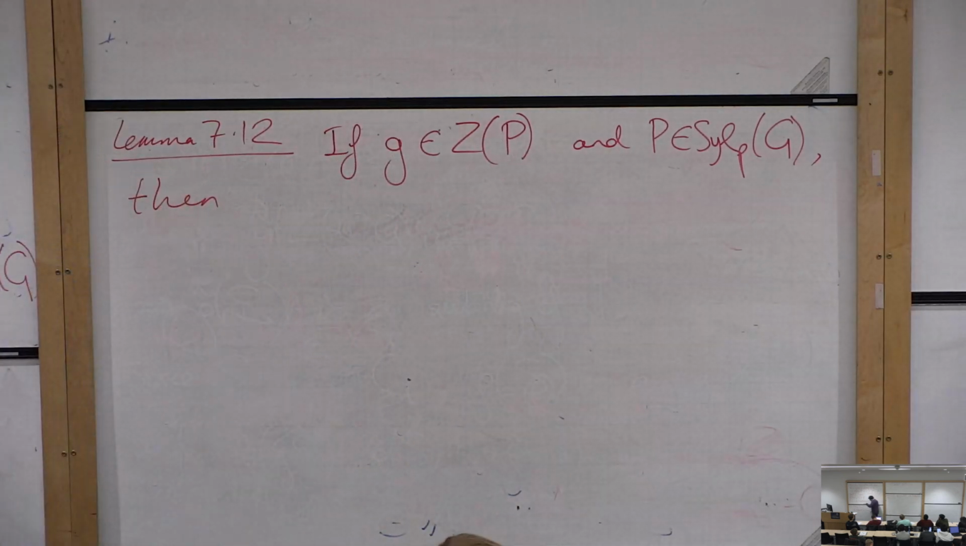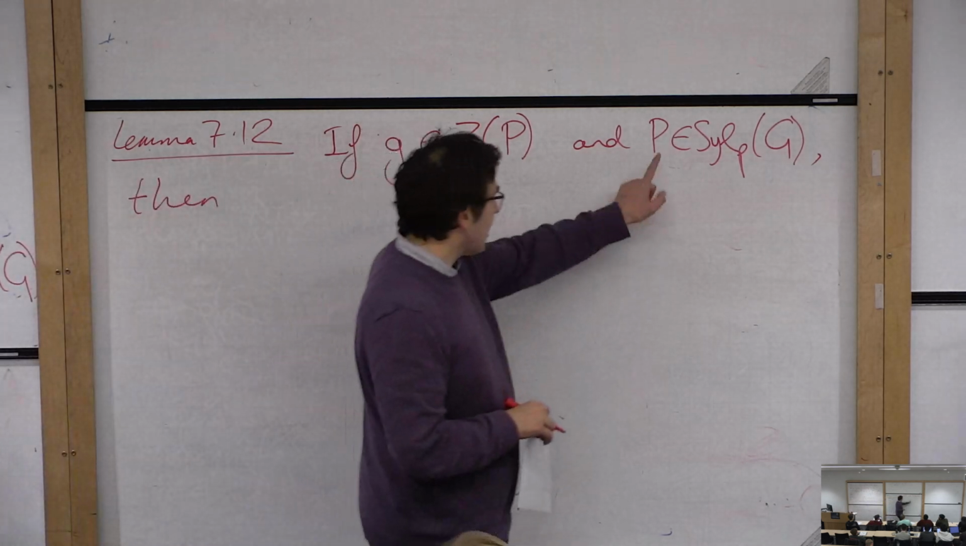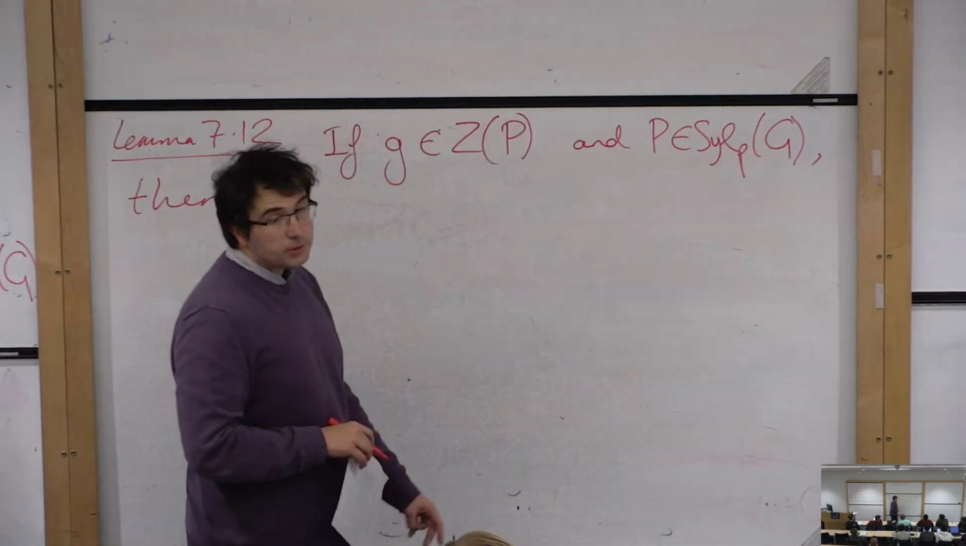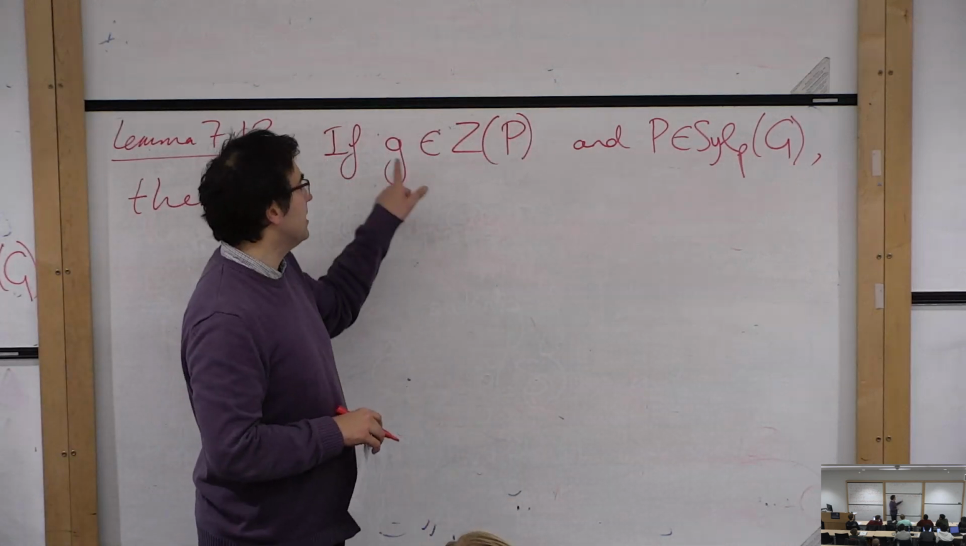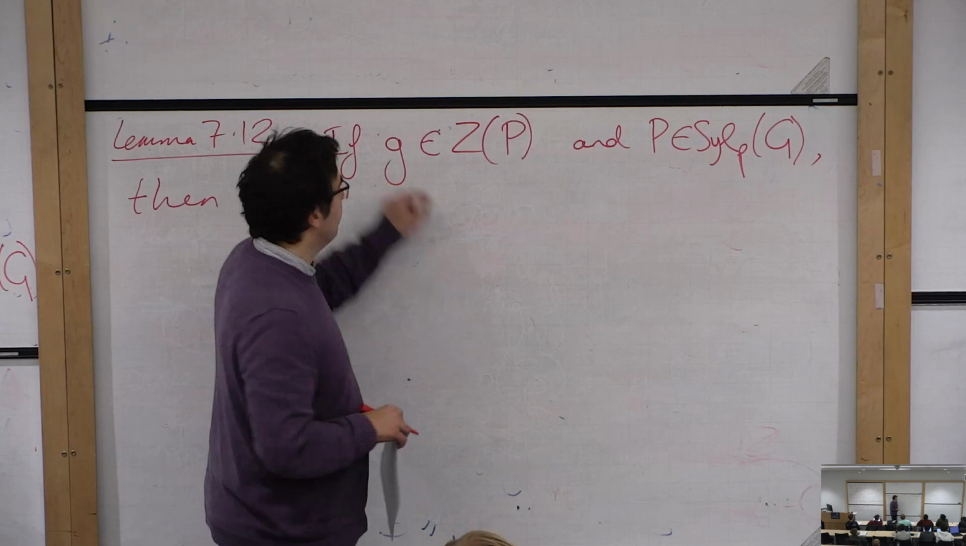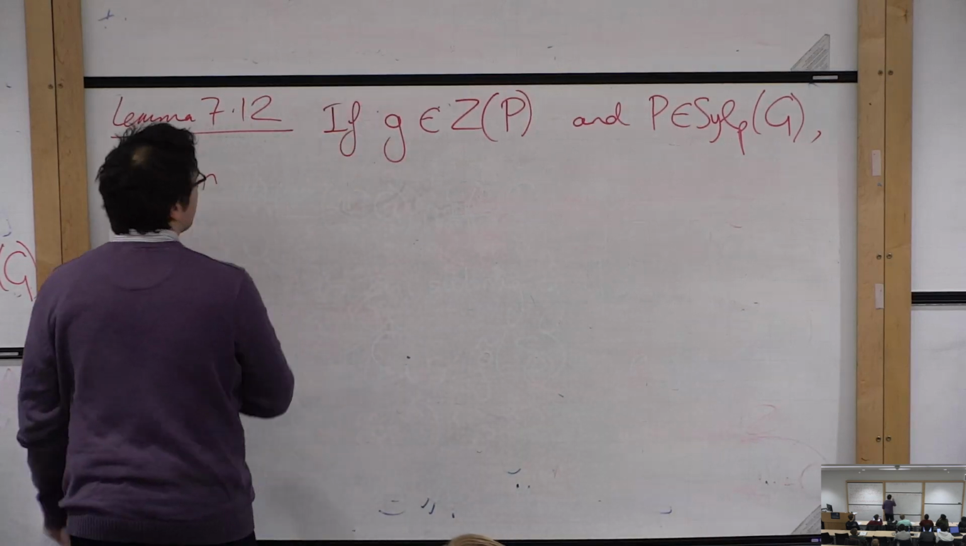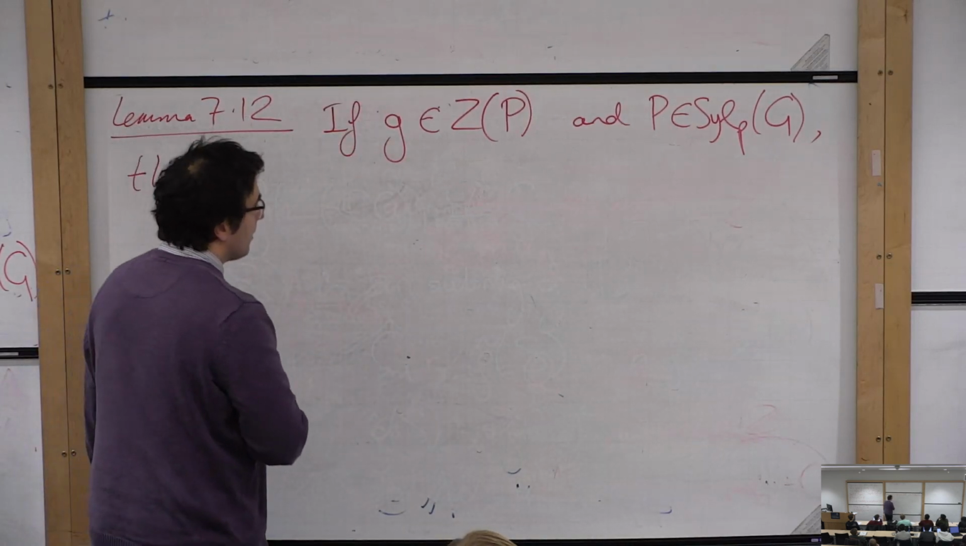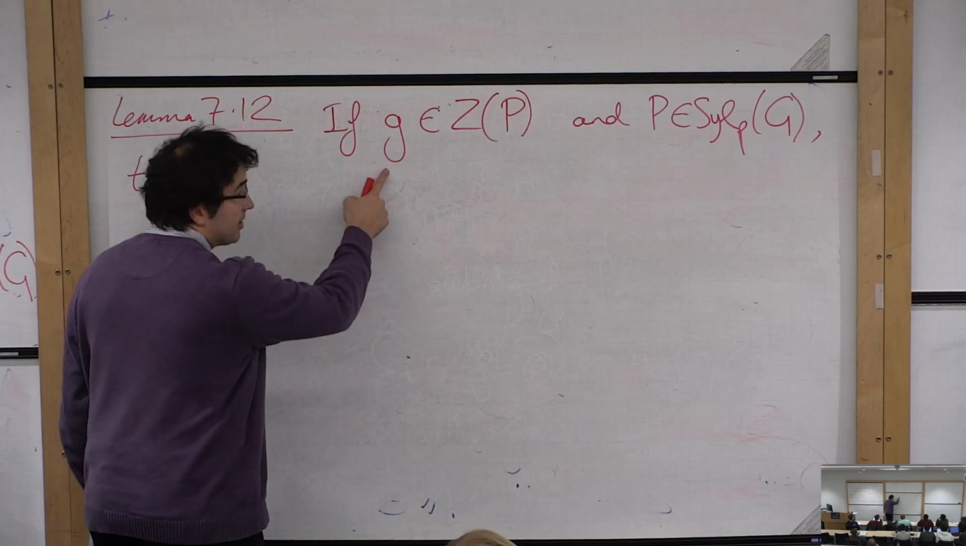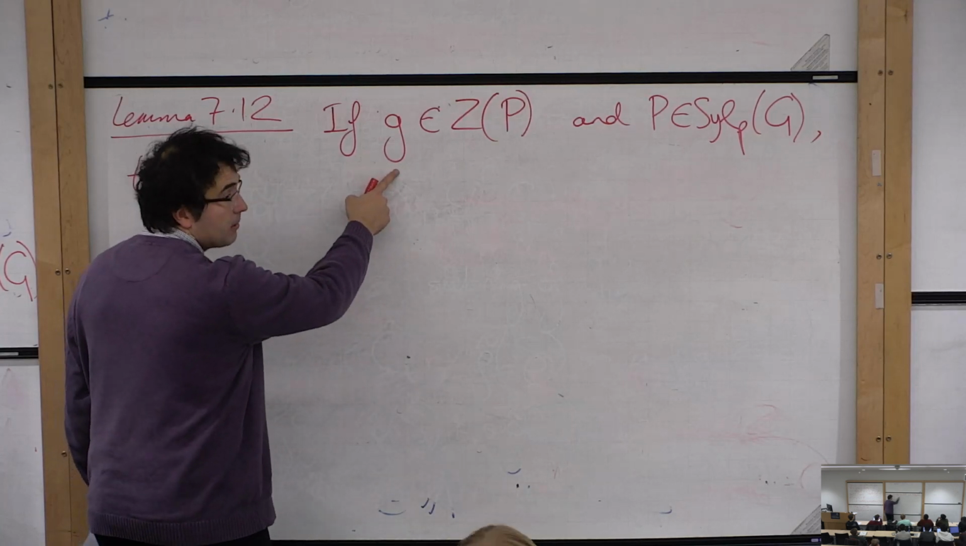Take a Sylow p-subgroup for p, apply Sylow's theorem to the prime p, so I have at least one Sylow p-subgroup, big P, that has order p to the alpha. Finite p-groups have a non-trivial center, so take a central element, call it g. And then the lemma tells us that the conjugacy class in G of this element is a power of q.